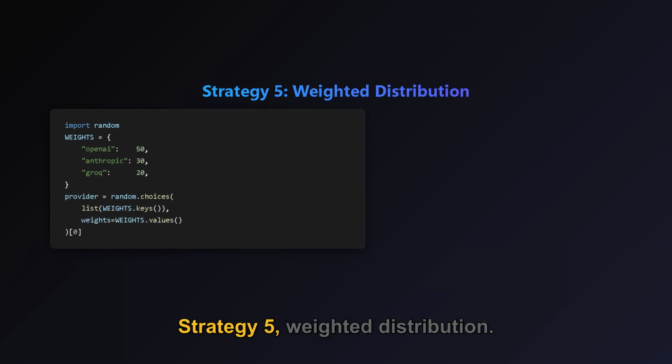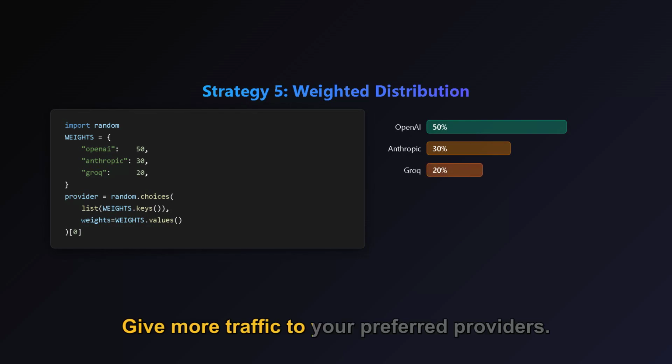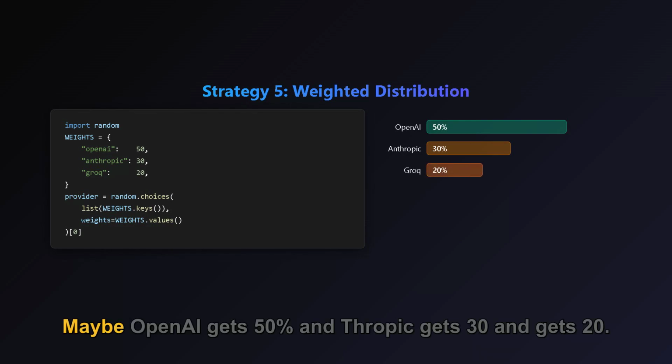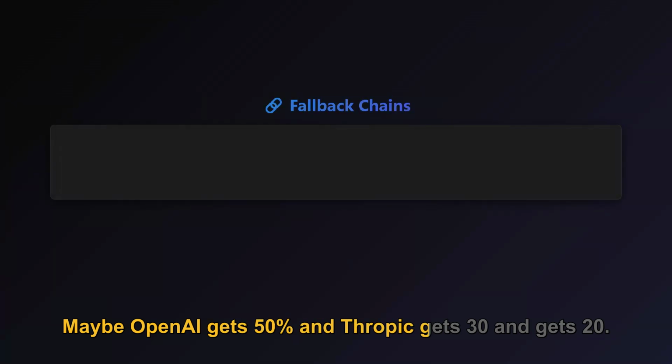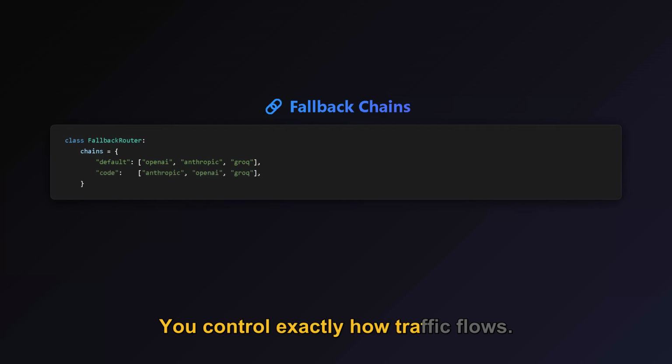Strategy 5. Weighted distribution. Give more traffic to your preferred providers. Maybe OpenAI gets 50%, Anthropic gets 30%, and gets 20%. You control exactly how traffic flows.